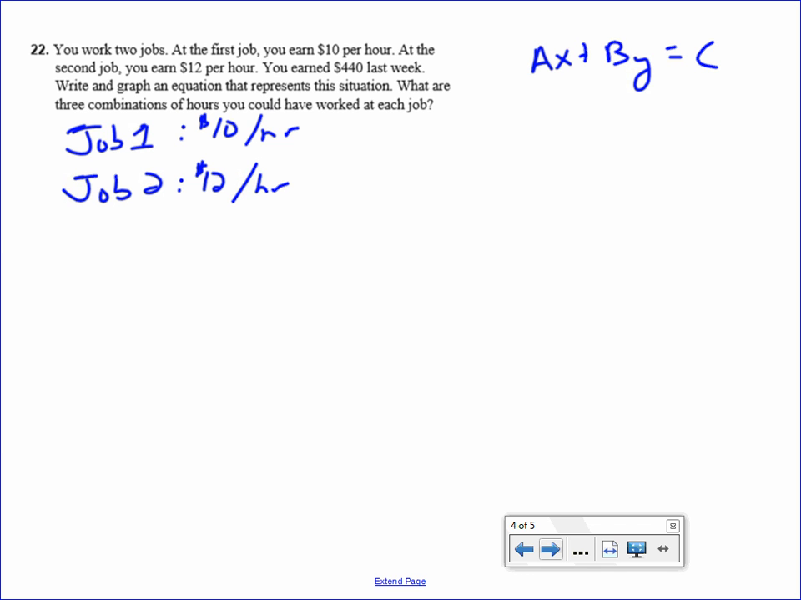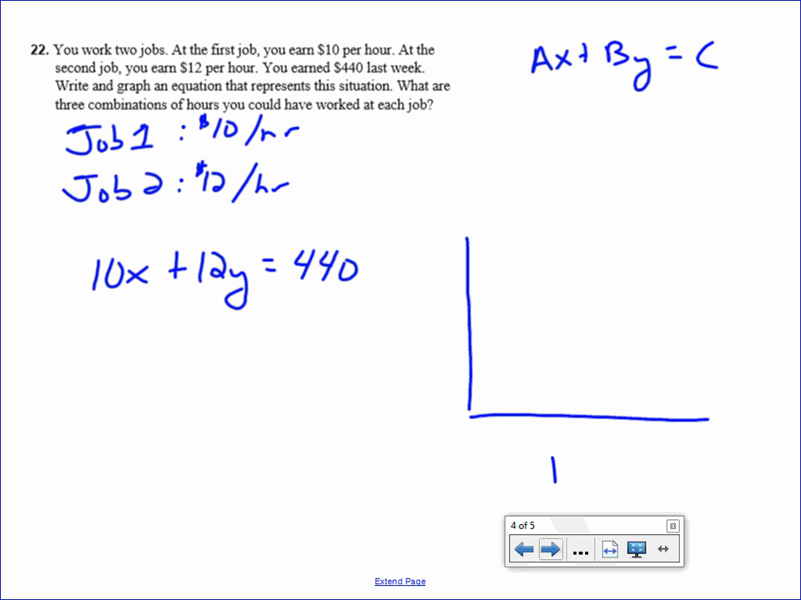So one of them we're just going to attach to an x, one of them we're going to attach to a y. So our equation would simply be 10x plus 12y equals our total, which is 440. So there would be my equation. So now to graph that, this is job 1 and job 2.